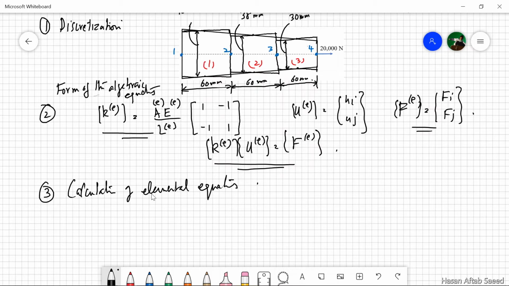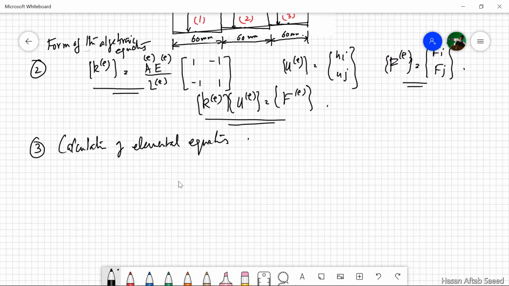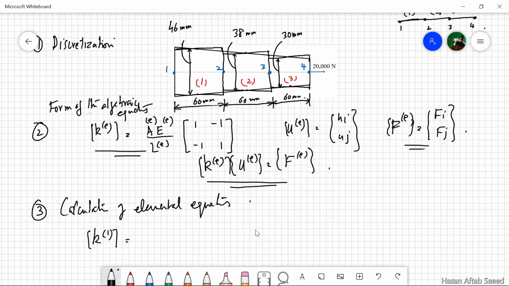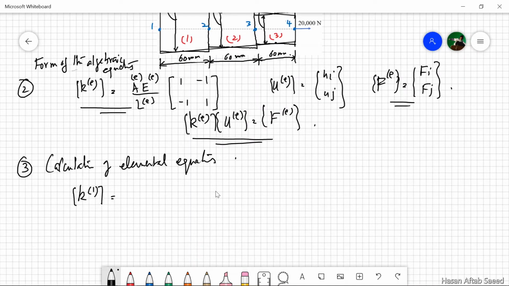So we have 3 elements, so we need to have 3 separate sets of calculations. Let's start. It's very simple. It's a matter of a few minutes. K1 is, if you recall, this is 46 millimeter, 38 millimeter, 30 millimeter width, and thickness is 3 millimeters, so that is constant. And the material being steel, it has a Young's modulus of 200 GPa.